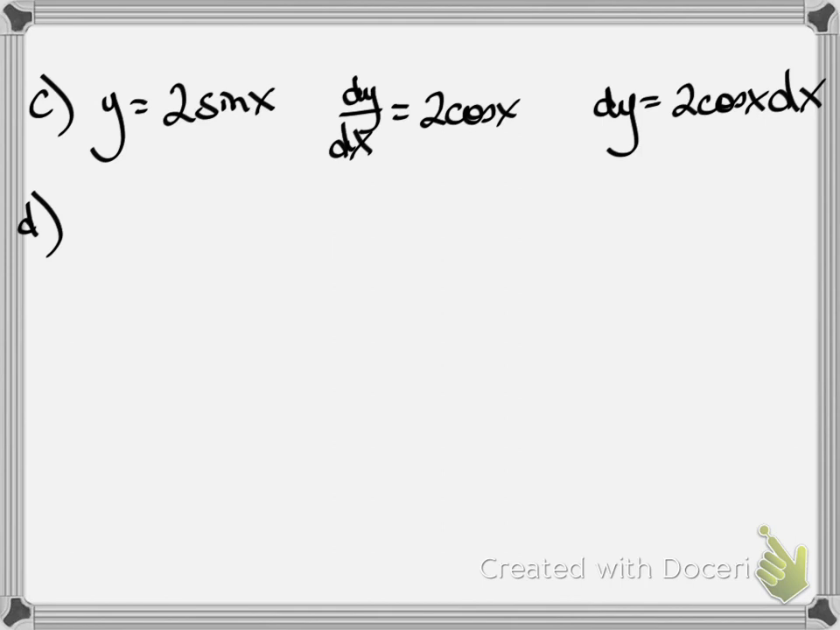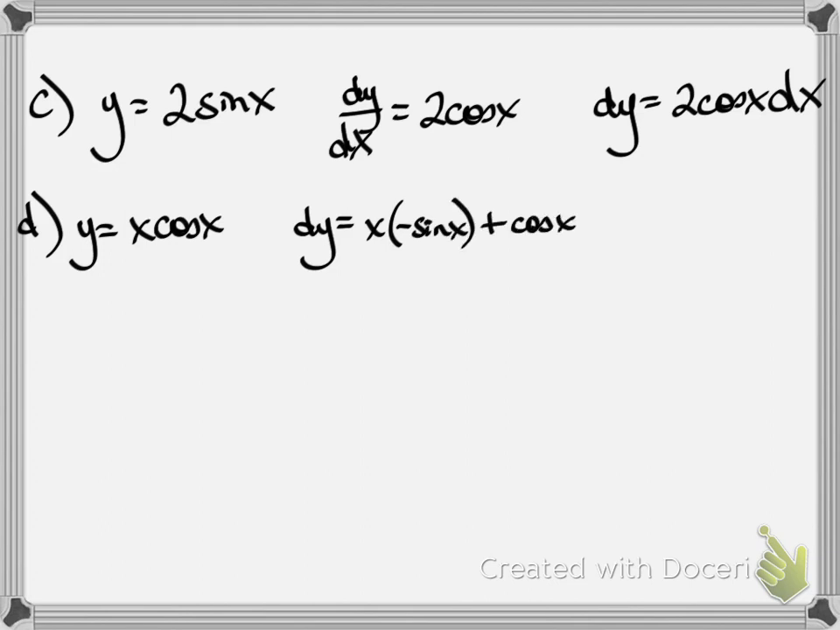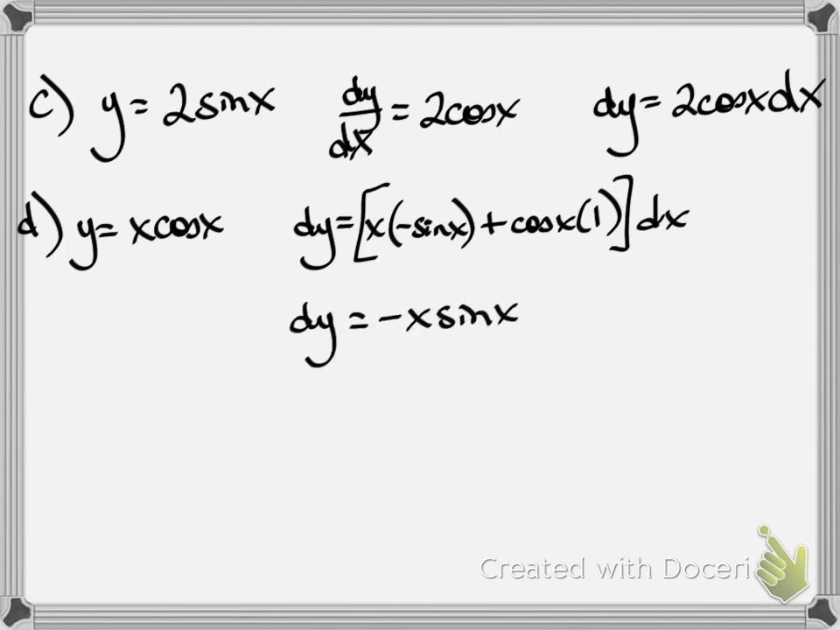D part, we have y equals x times cosine of x. So I'm going to skip this different derivative part. I'm just going to say the differential of y is first times derivative of second plus second times derivative of first, all times dx. So dy is negative x sine x plus cosine x, all times dx.